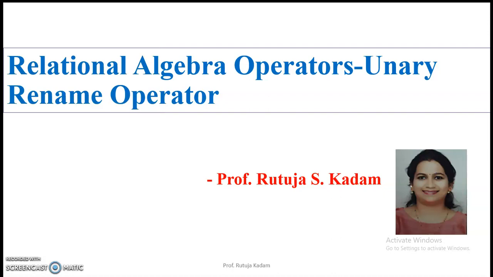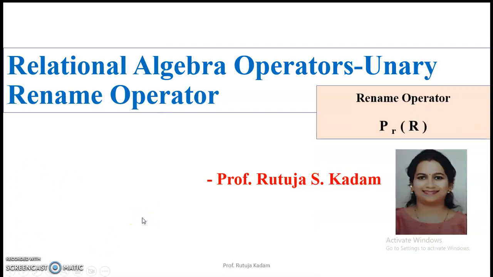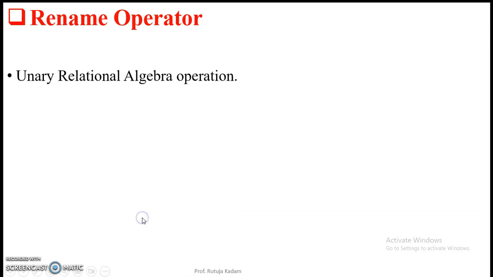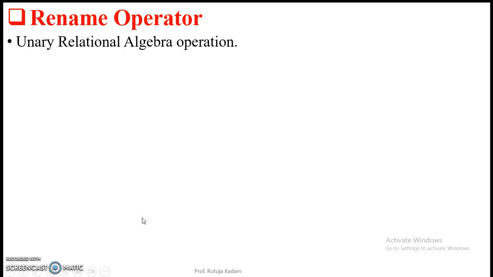Today we will be learning one of the relational algebra operators, that is a unary operator named rename operator. Let us begin. So this rename operator, as I've told you, it is a unary relational algebra operation. When we say unary, it means nothing but it operates on a single table.